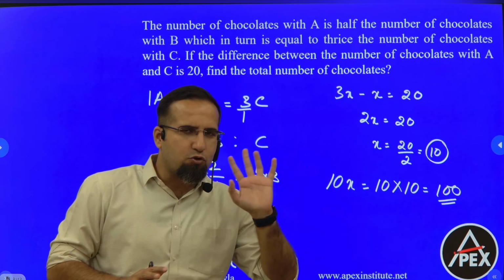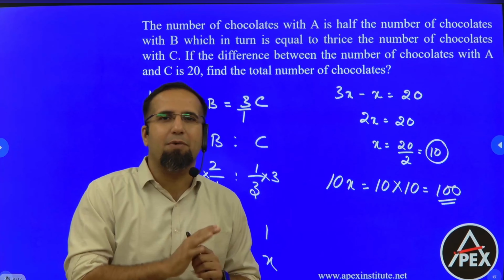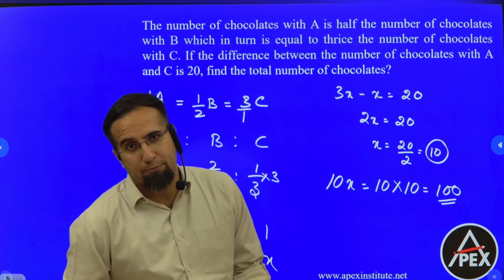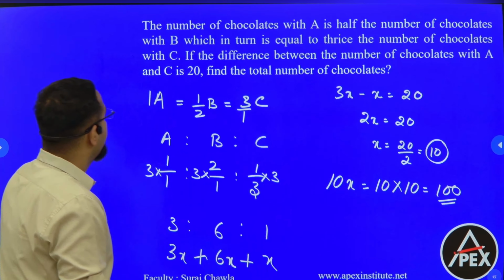So far we have learned just two models. We are just applying them in a shortcut manner to ensure that we are getting the answers in the least possible time. ठीक है? Let's move forward.